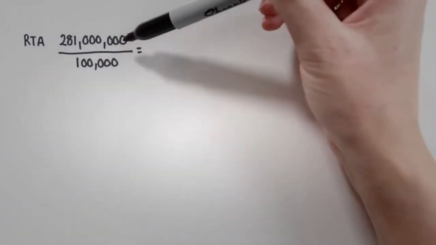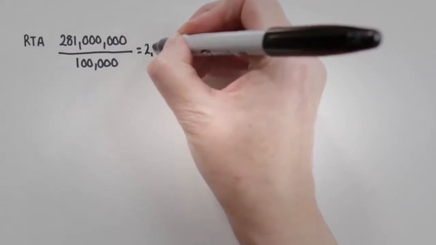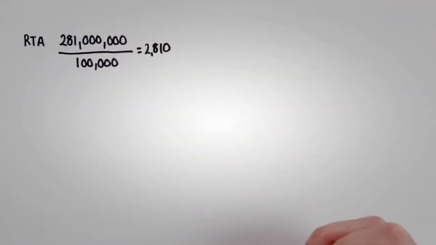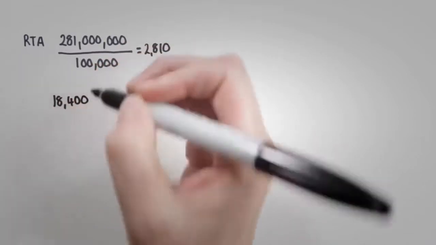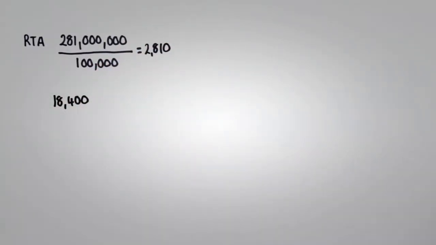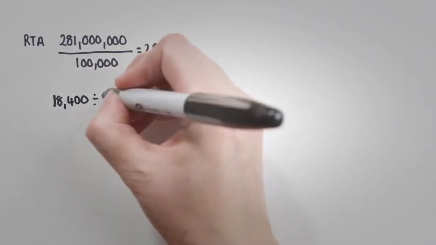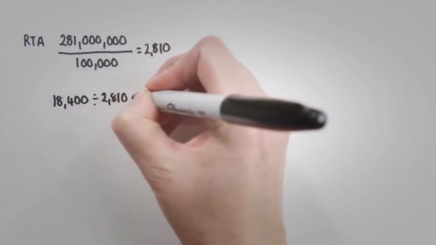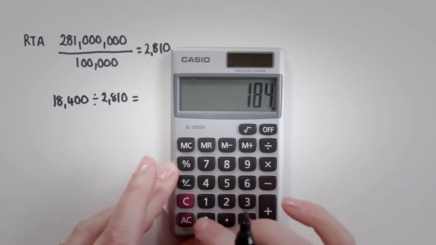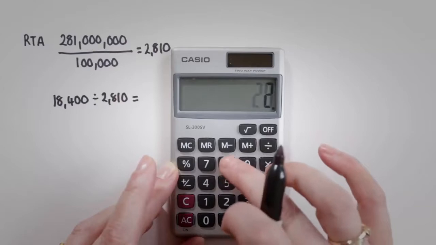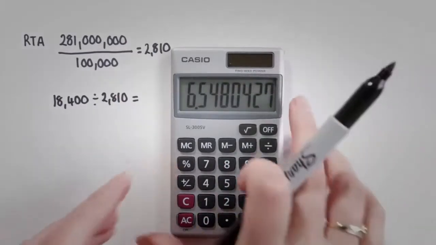So 281 million divided by 100,000 gives us 2,810. And we know that there were 18,400 deaths from road traffic accidents in the US, and so we want to divide that now by 2,810. And we're going to use our calculators to do that. So 18,400 divided by 2,810, and we get 6.548.